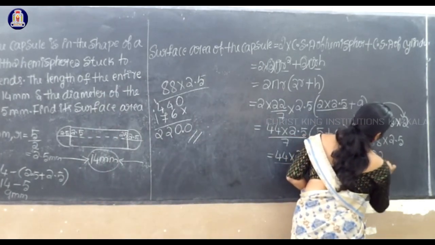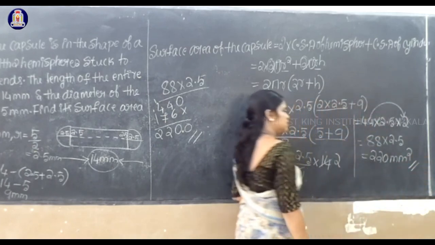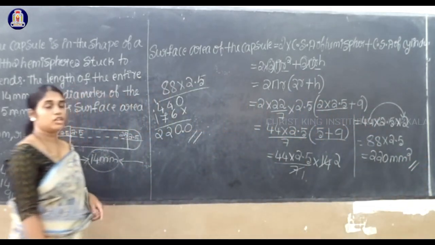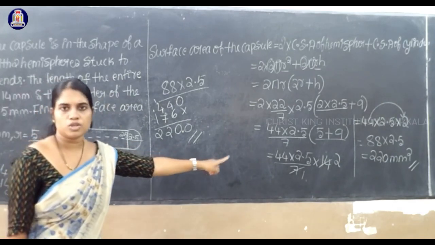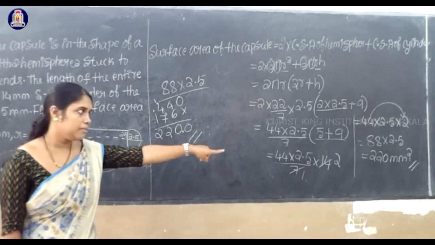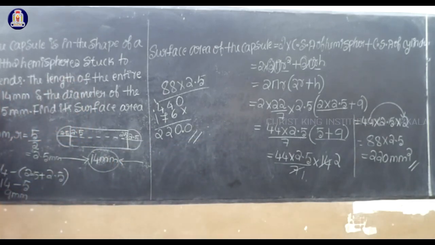What is the unit? Millimeter square. Since in the question they have given the values in terms of millimeter, the final answer I will also write in terms of millimeter. 220 millimeter square. So this is the solution.